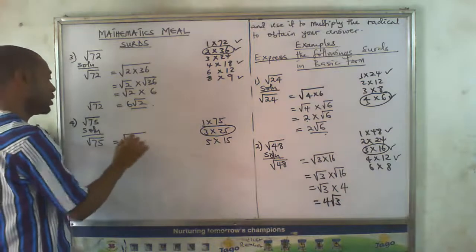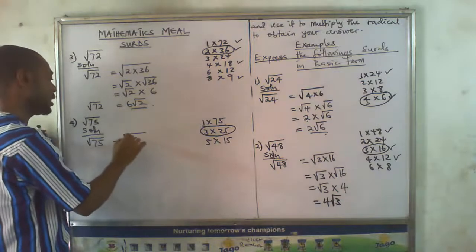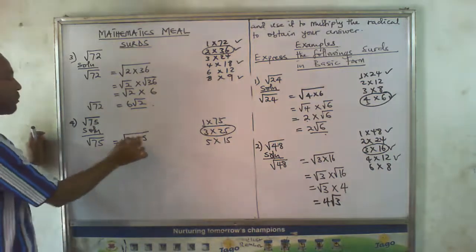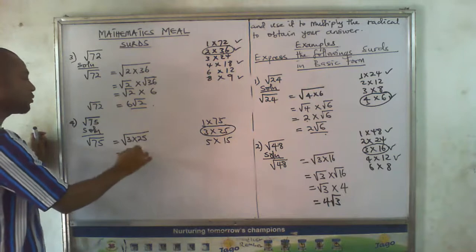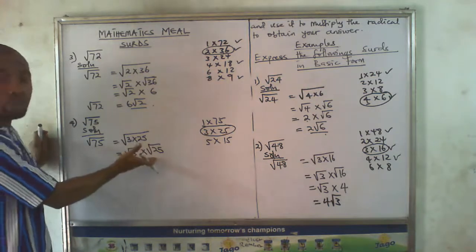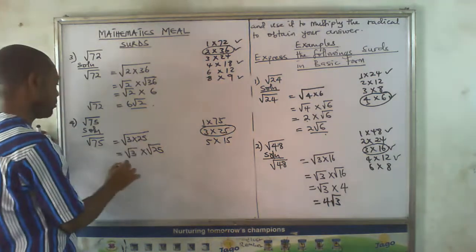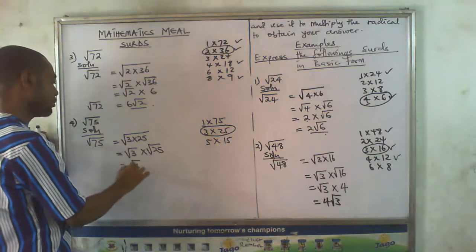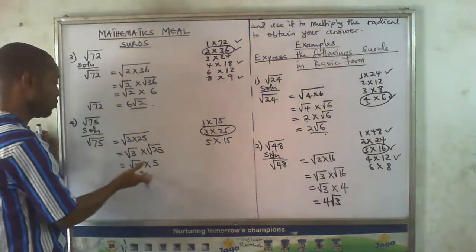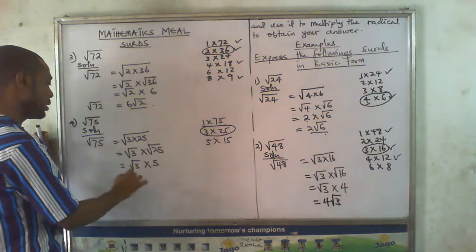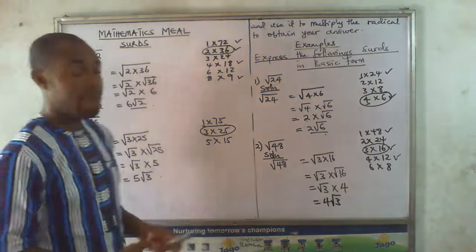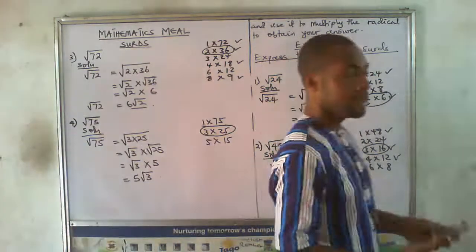So in alternative form, this should be 3 times 25. Okay, we separate them by multiplication: square root of 3 times square root of 25. That's the perfect square, right? Very perfect. All right, so the square root of 25 is what? It's 5. So we use this to multiply that, and we have 5 with what? With 3.